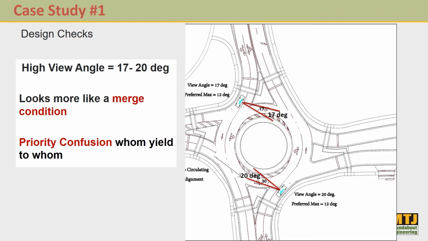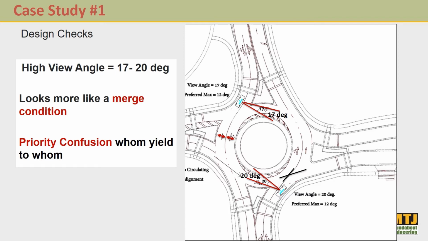Who yields to whom is also confused with the flatter angles. So it's about 17 degrees in the southbound direction, about 20 in the other, measured in the outside lane looking back to the left, 17 degrees off of 90.